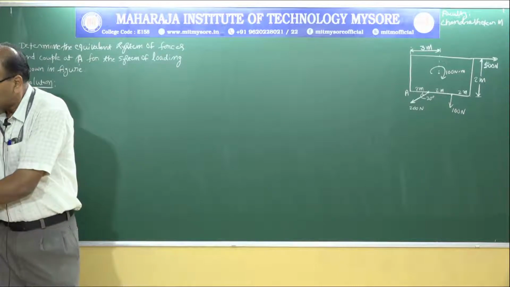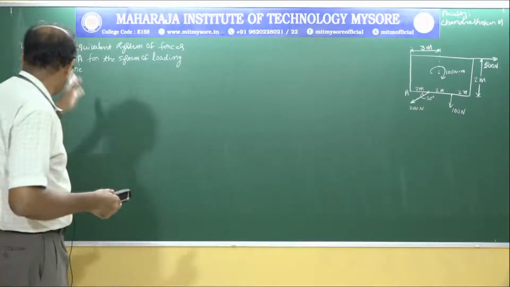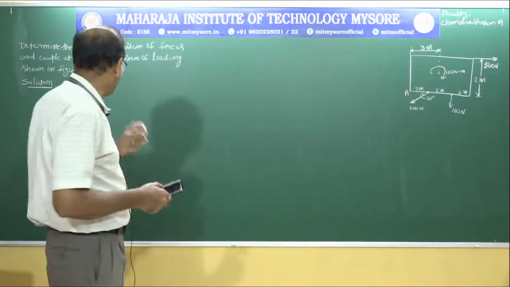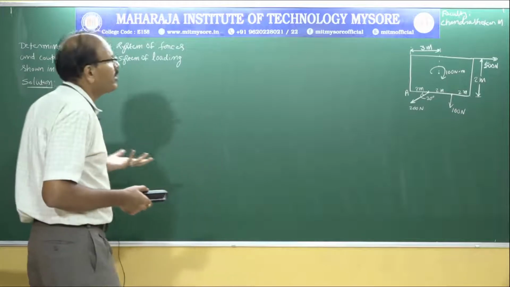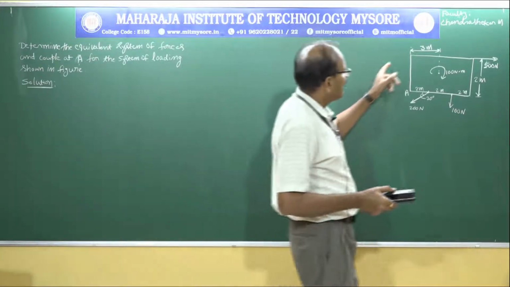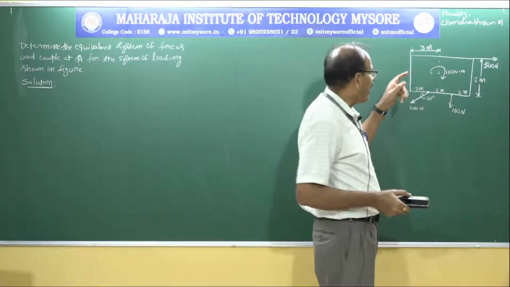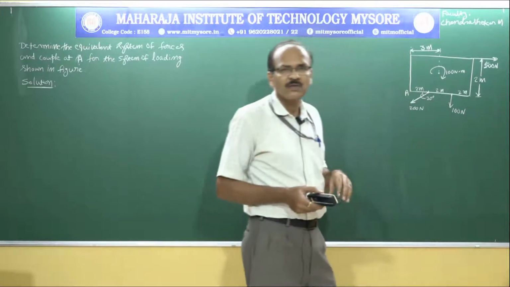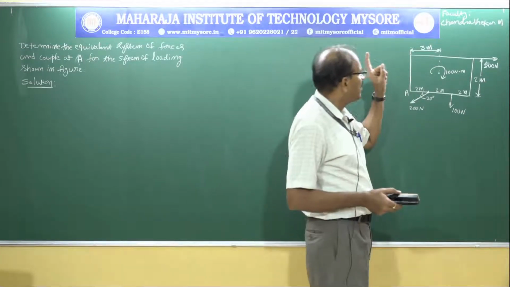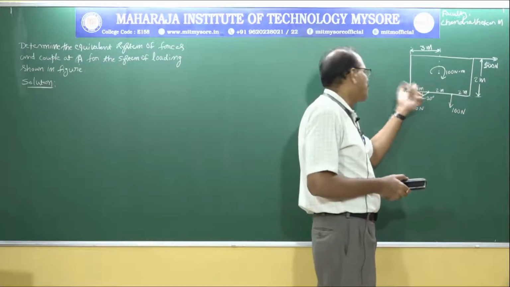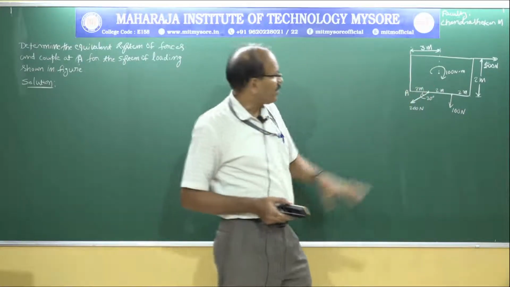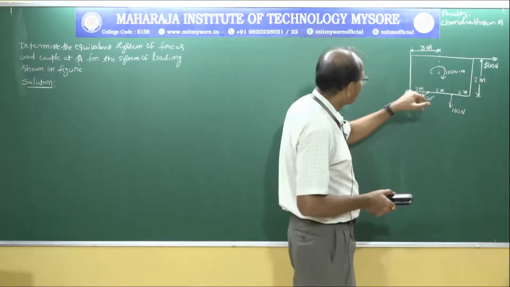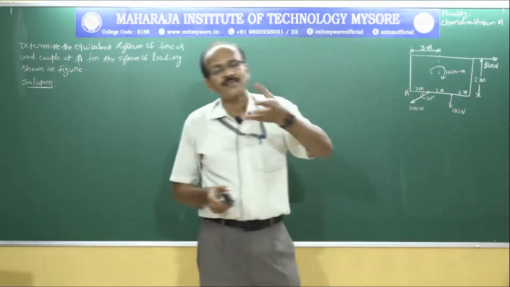So let us go with the problem. It says determine the equivalent system of forces and couple at A for the system of loading shown in figure. That is nothing but if this is the frame or a plate subjected to a combination of forces, what is the effect of all these forces at point A? Because of these forces and also there is a couple, this point is subjected to a force as well as a couple.